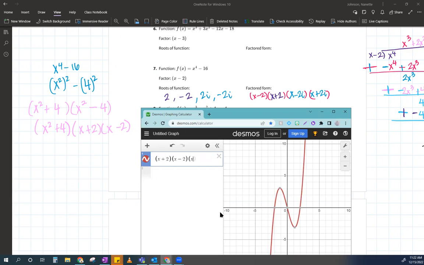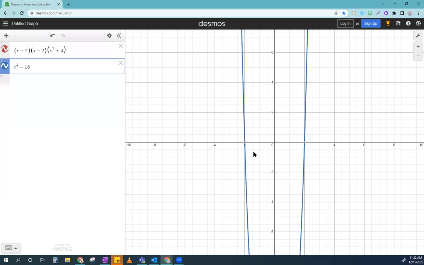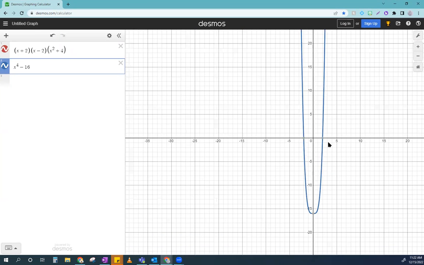Looks like this. And then I would plug in this guy, x to the 4th minus 16, and it should be the same exact guy. And you guys are like, boom, Miss Johnson. It is the same. I'm so excited. Look, you guys all see they're the same.